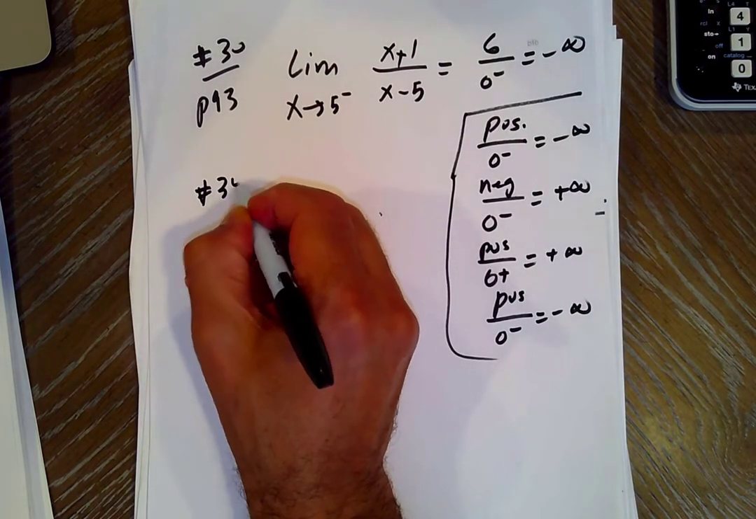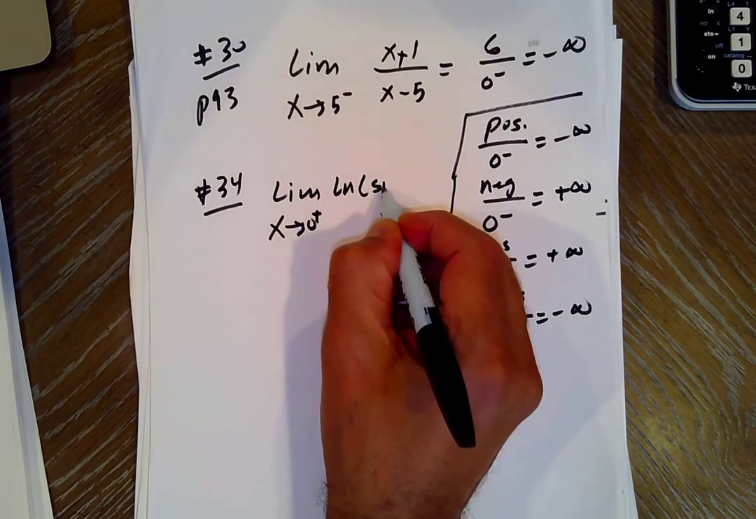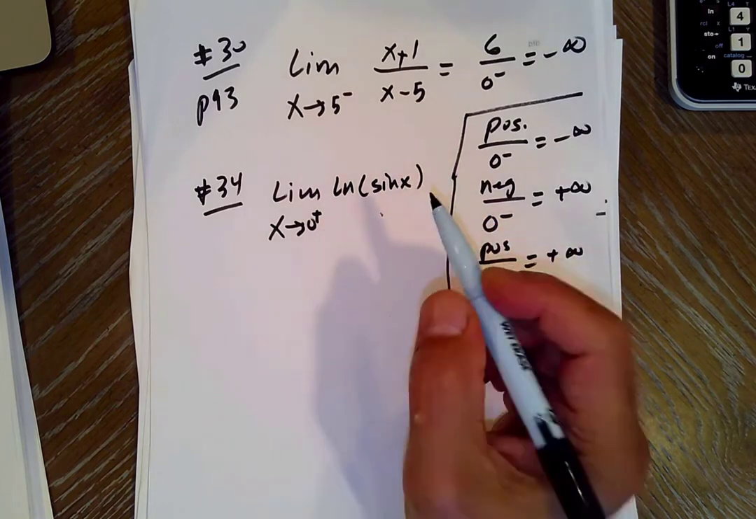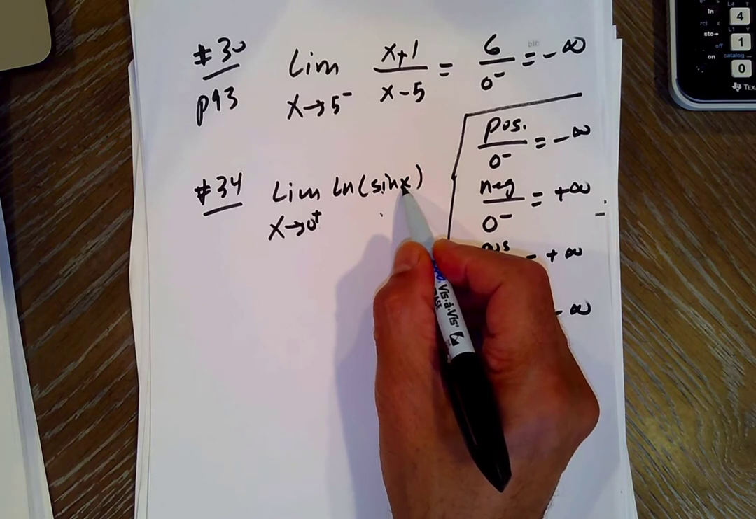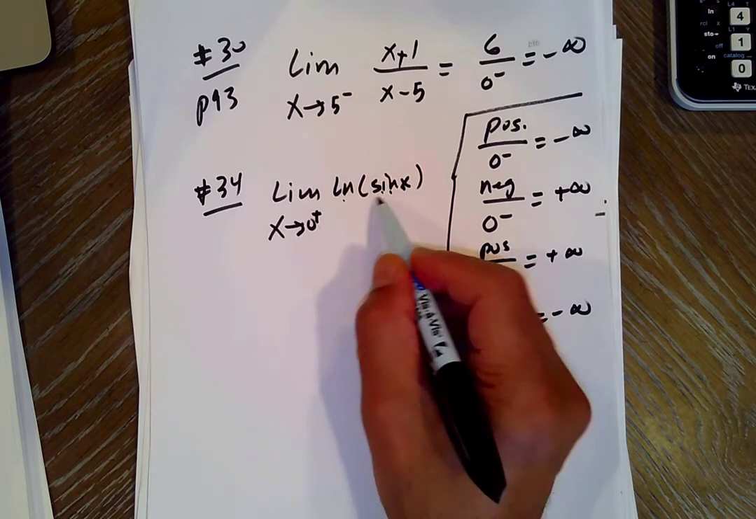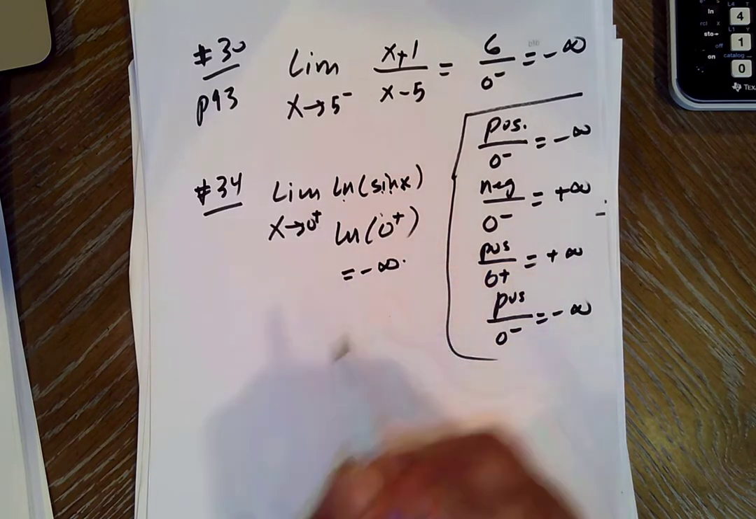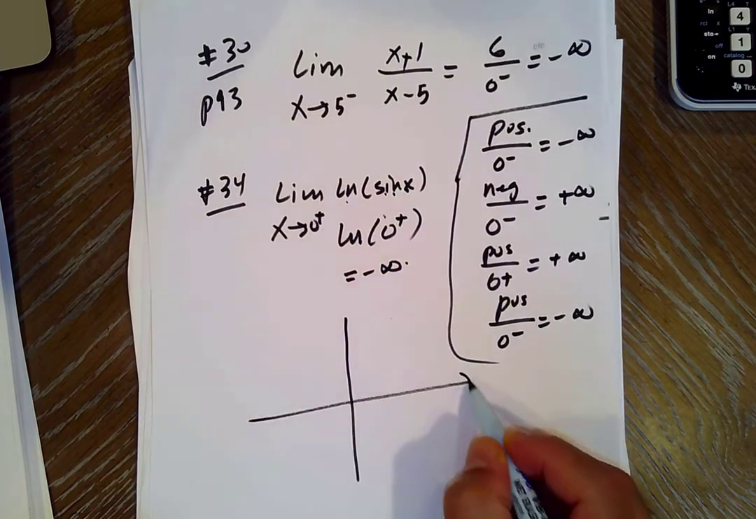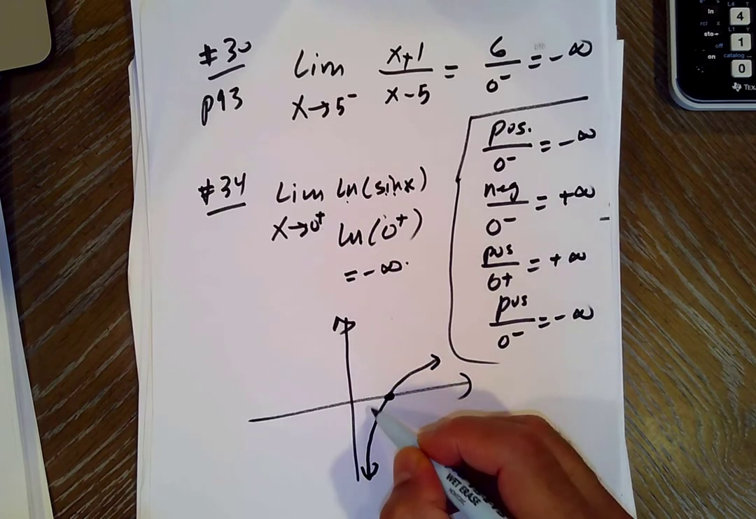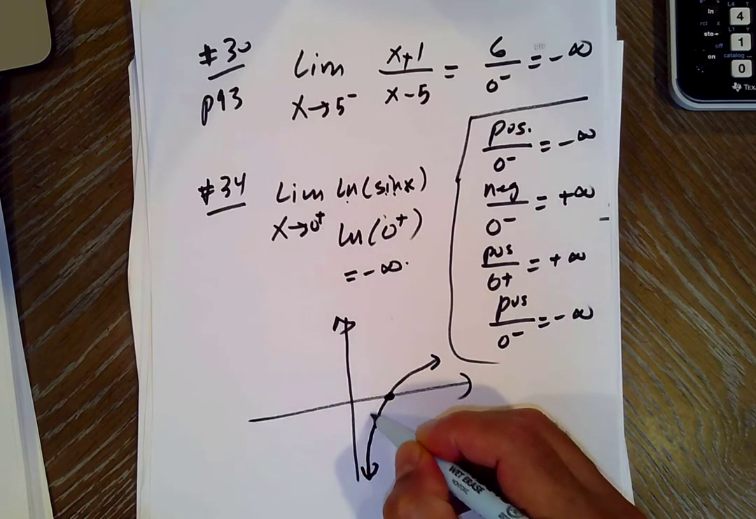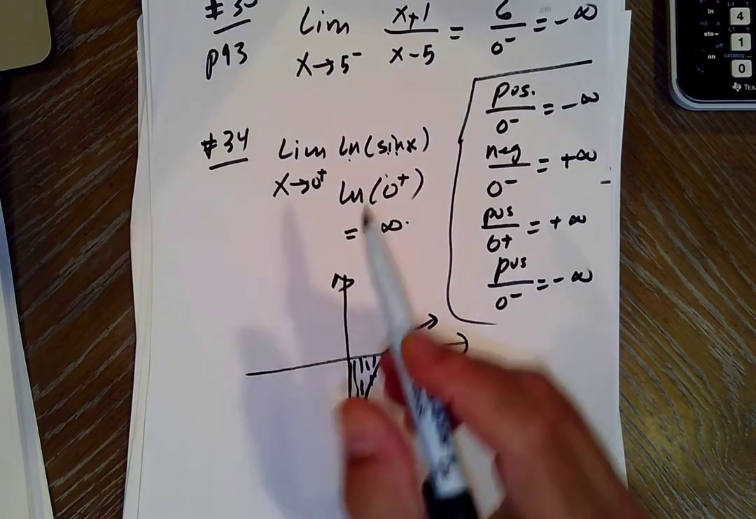Okay. 34. What's the limit as x goes to 0 from the right of ln of sine x? Well, if you plug 0 in there, sine of 0 is 0. ln of 0 is negative infinity. Why is ln of 0 negative infinity? Because if you look at the graph of ln, you cannot approach 0 from the left, so you are approaching 0 from the right. What's the y value going to? Negative infinity.